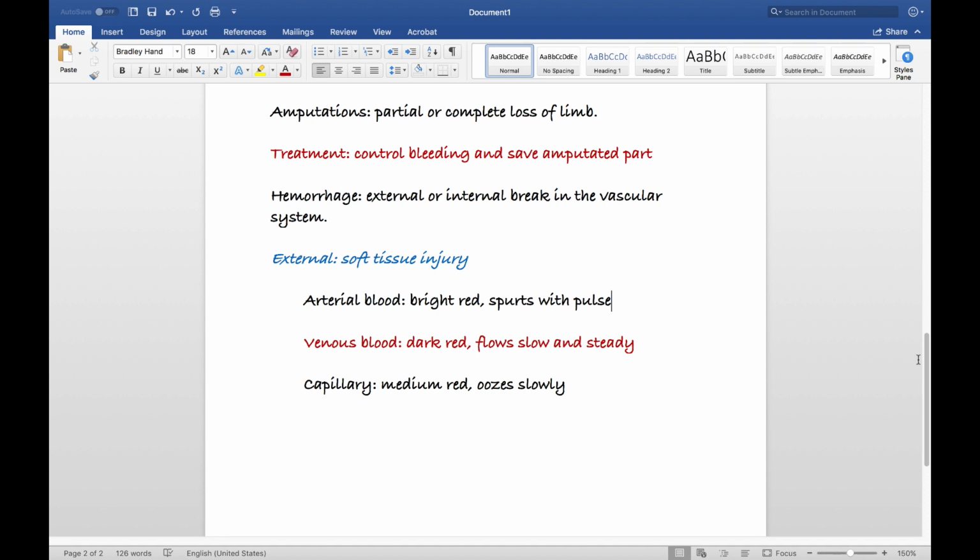And next week, I'm going to give you a breakdown of the stages of hemorrhage so you can help gauge that, okay? So just go on real quick here. We talk about the injuries, guys. We talk about external injury, the soft tissue injury we mentioned. Internal is that break in the vascular system, right? But we talk about external injuries, those soft tissue injuries, looking for the three different types of blood loss.